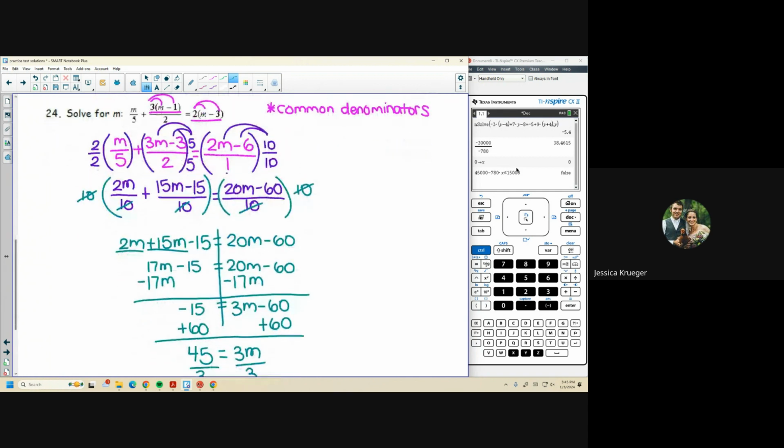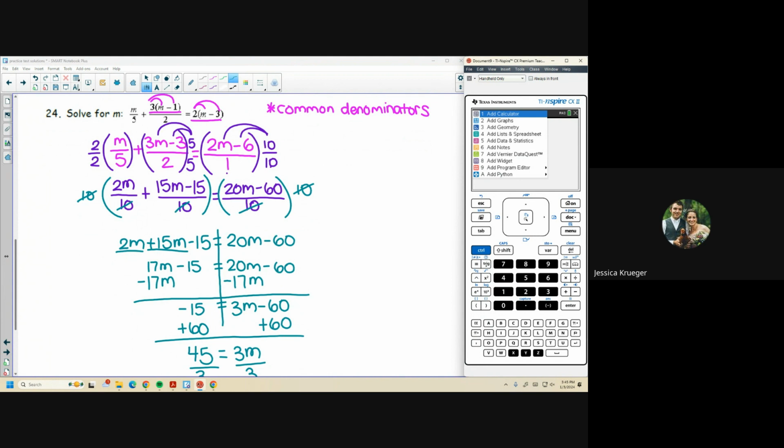I would really like to check this to make sure I don't have a mistake. I'm going to go ahead and open a new document just so I don't have to worry about any stored values. Add a calculator page, menu, algebra, numerical solve, and I'm going to enter the original problem. So I've got a fraction, m over 5 plus. Now I've got another fraction, 3 parentheses, whoops. Let's see. There we go.